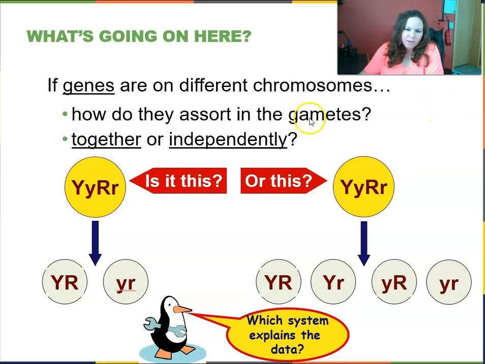If all the dominant ones assorted together, we might just get this: two choices for our offspring. But if it's more random or independent, then we get this. Things are mixed up a little bit better. So which system explains our data better?